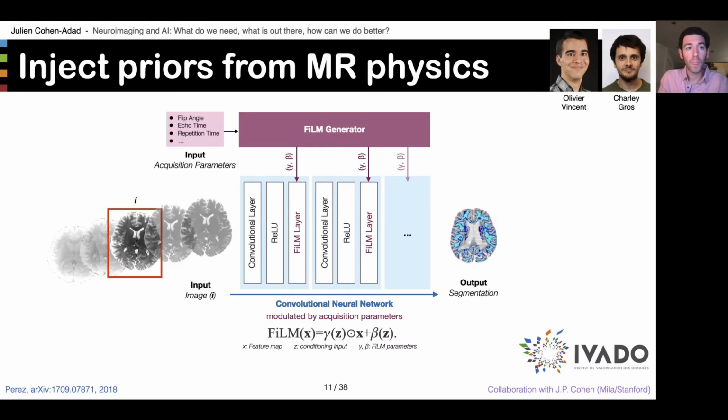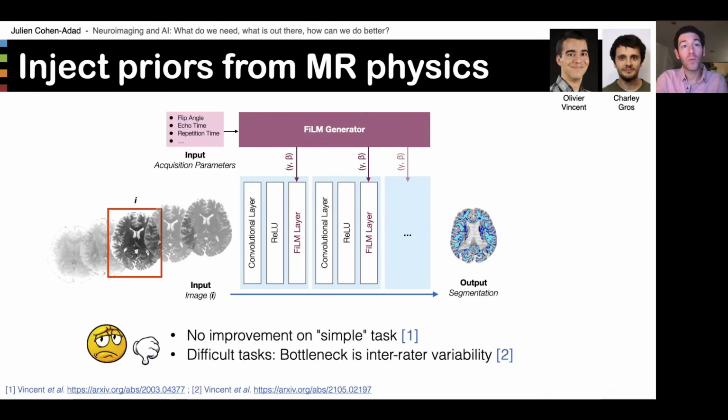Okay. So our hypothesis here is that the FiLM generator learns how the image contrast is generated by the various MRI acquisition parameters, and that would ultimately enable the model to generalize to unseen contrasts. So that was our hope. Unfortunately, our preliminary results were not so encouraging.